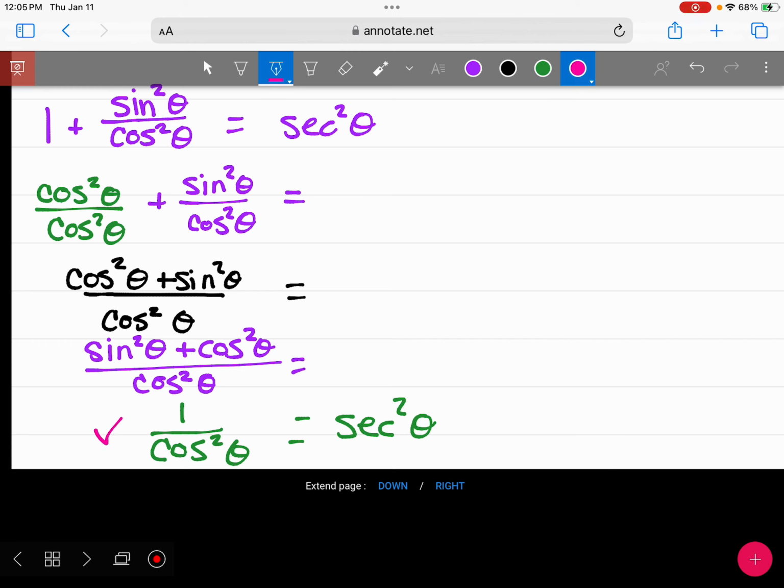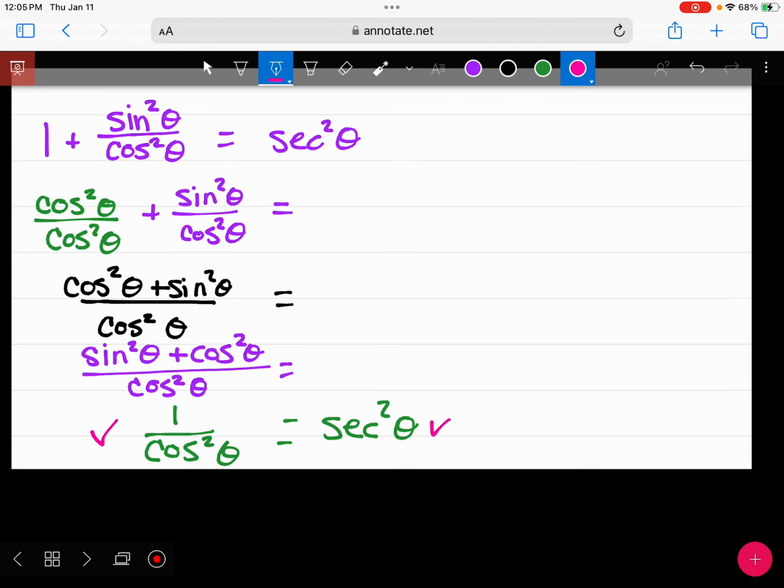So we showed that this left-hand side, we never crossed the equal sign. We never did operations on both sides. We're just simplifying here. But this side does actually lead to secant squared theta. Okay?